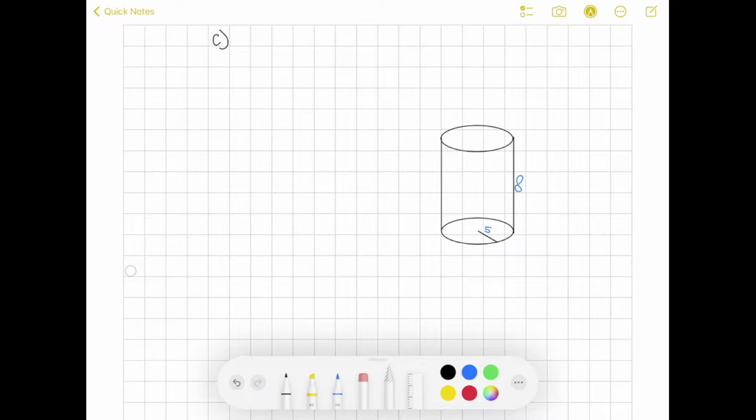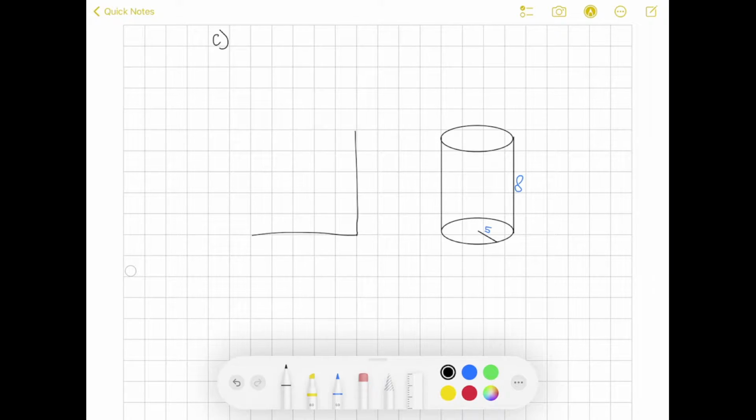So how do you find the surface area of a cylinder? Let's look at our formula sheet. If you look at the formula sheet, you're going to see a very complicated jumble of mess. I'll explain to you how it works. We can split a cylinder into three separate shapes.